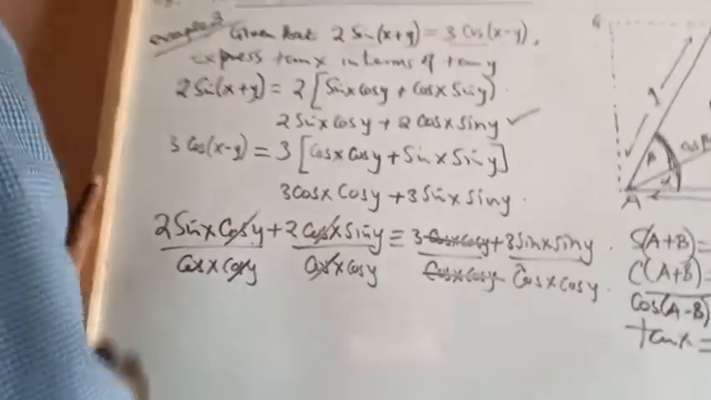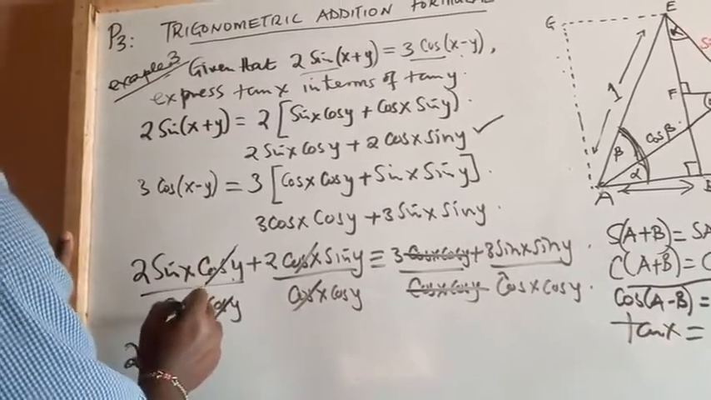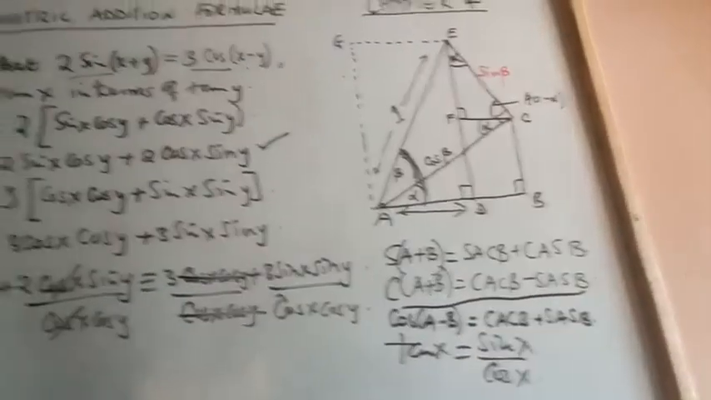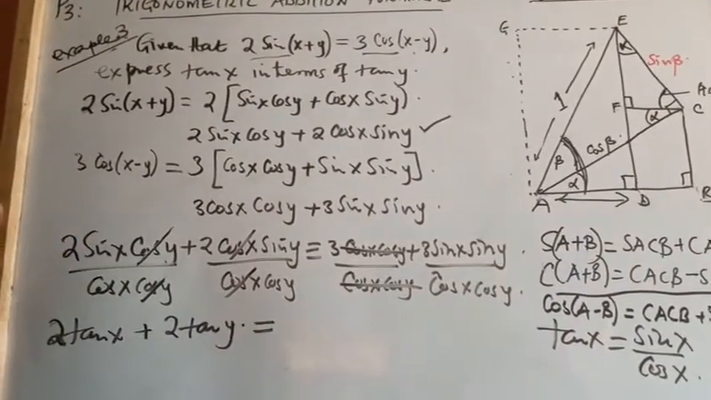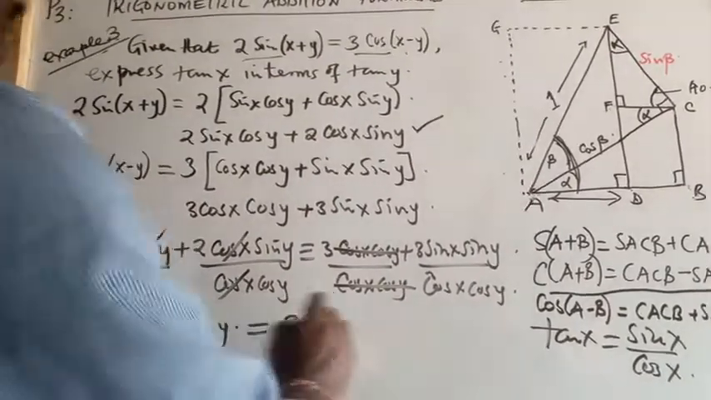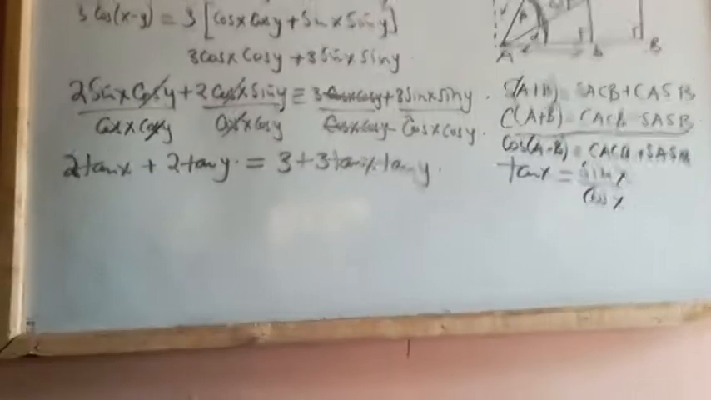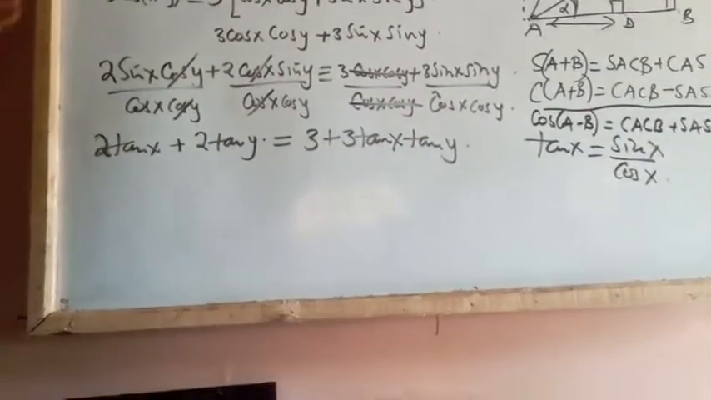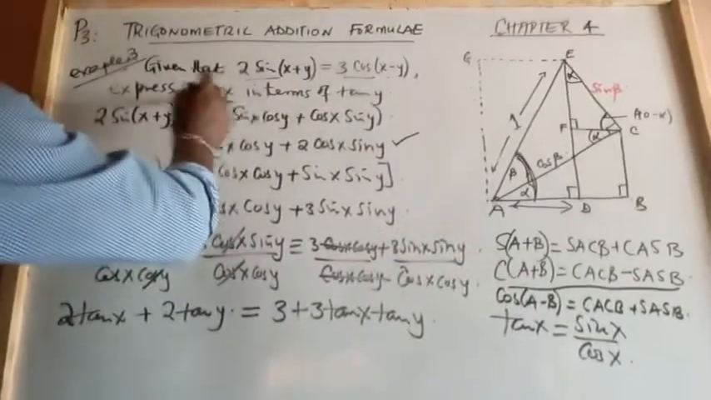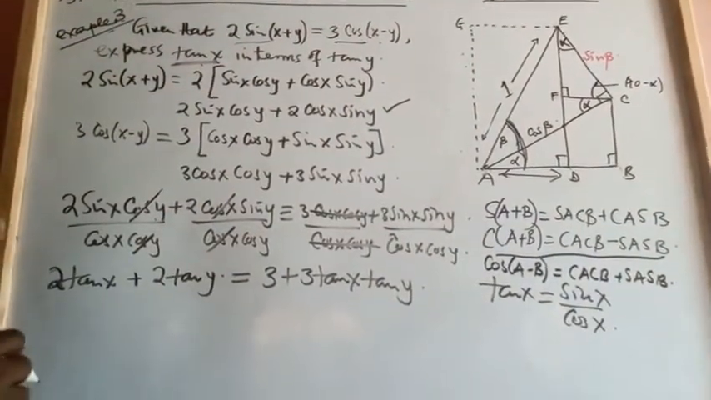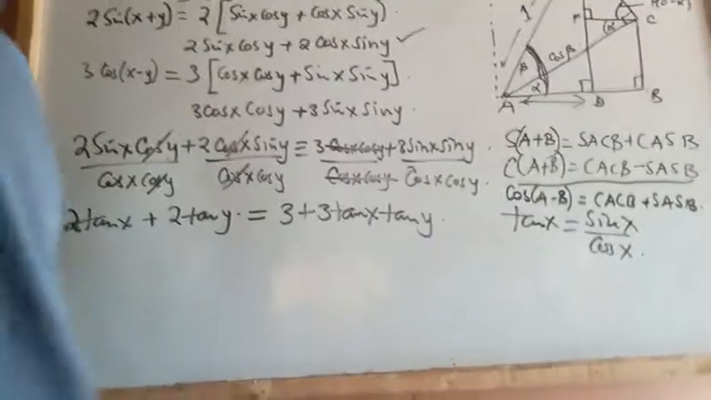So at the end of the day, we are going to have 2 tan x, because sin x over cos x is tan x, plus 2 tan y is exactly equals to 3 plus 3 tan x tan y. At that point, we should be able to know what our expectations are. The examiner asks us to express tan x in terms of tan y. That means we must make tan x the subject of the formula. And by all means, we should concentrate all tan x on one side.